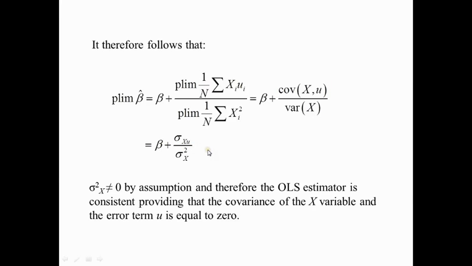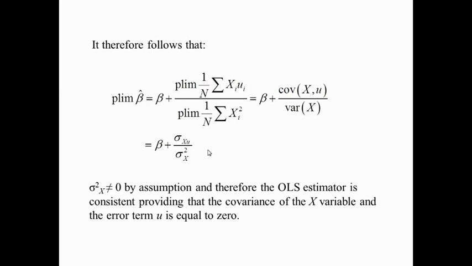If the covariance of x and u is non-zero, then we have an inconsistent estimator. But if the covariance of x and u is equal to 0, then we have a consistent estimator. So this is a rather weaker condition than the previous Gauss-Markov assumption 4. We're no longer assuming that the x's are non-random variables. Instead, we're assuming that x is a random variable, but it's a random variable that's uncorrelated with the error term.